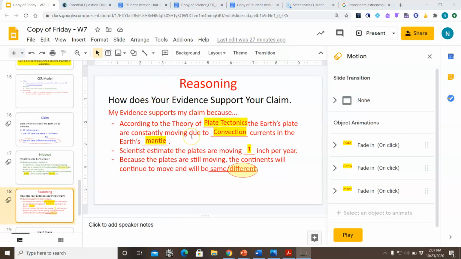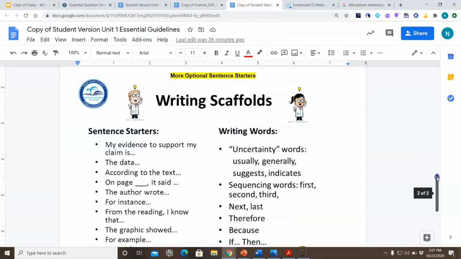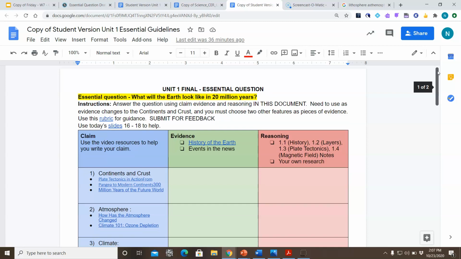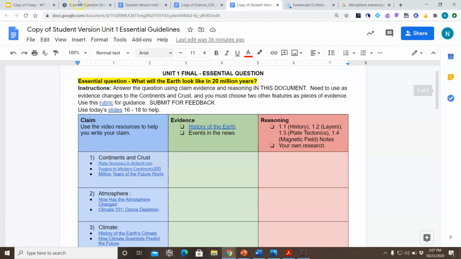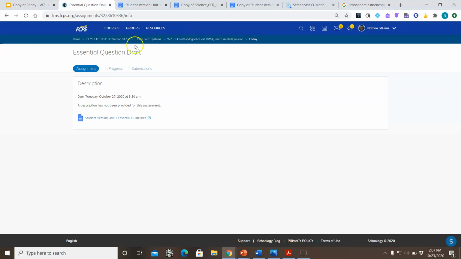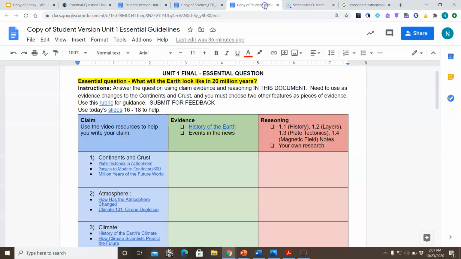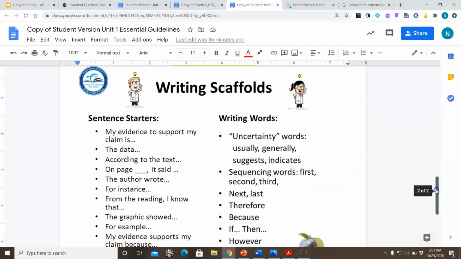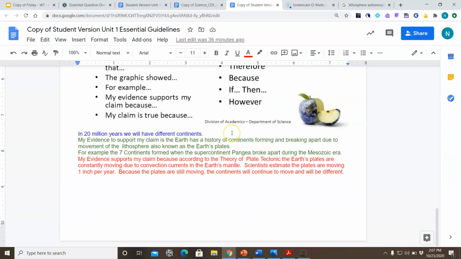All right, so let's look at all of this put together, our claim, evidence, and reasoning in our document. So this is the document that we have. We're going to put our Unit 1 final essential question. You should have this open. Remember, this can be found in Unit 1, Week 7, Friday's folder. So what I'm going to do is I'm going to put this down at the very bottom. And I sort of color-coded it too.